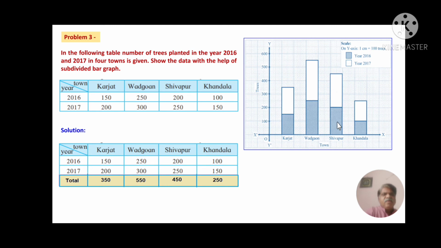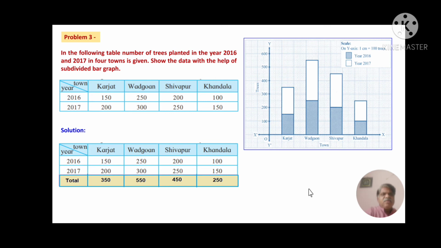For Shivapur it is 450 total plants in the 2 years planted, and this 200 is for 2016 and 250 is for 2017. This is the subdivided bar for Khandala, where the total trees planted in 2 years was 250. Out of this 100 is in the year 2016, and this 150 is in the year 2017. So I think you got this one.